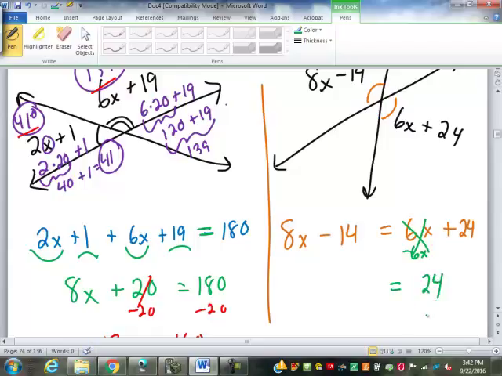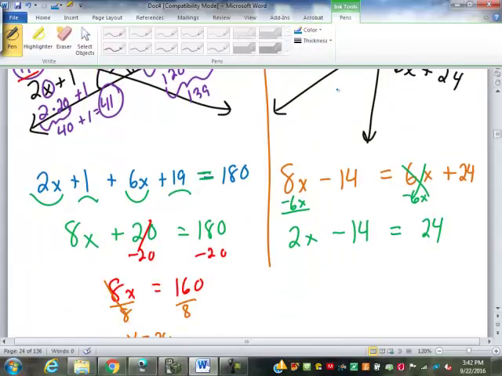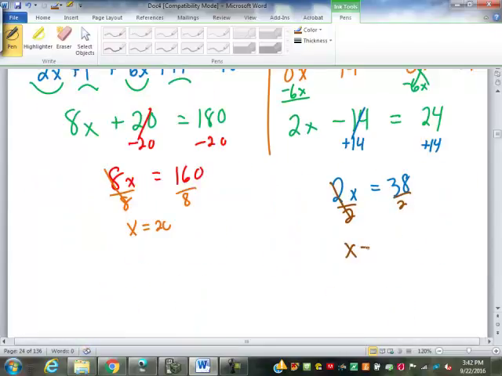So all that's left over there is 24. We have to take 6x away from the left side, and the only spot we can do that is from the 8x. 8x minus 6x is 2x, and minus 14. Now we're going to add 14. 2x equals 24 plus 14 is 38. Divide by 2. X equals 19. Are we done?